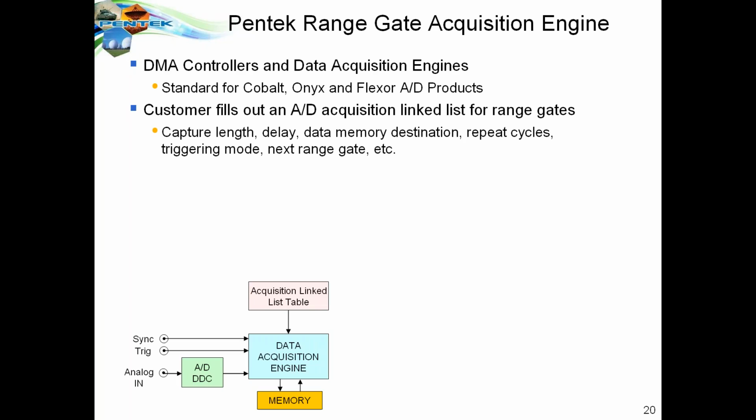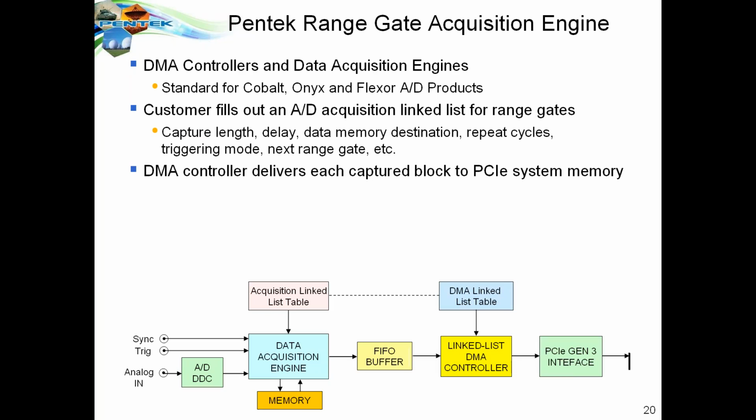So we specify the capture length, the delay from trigger, the destination for memory, and then the number of times we might repeat, the triggering mode, and so forth. So in this case, what we're doing is we're sampling data with the A-to-D converter shown down at the bottom left, using the acquisition engine driven by the parameters fetched from the acquisition linked list table.